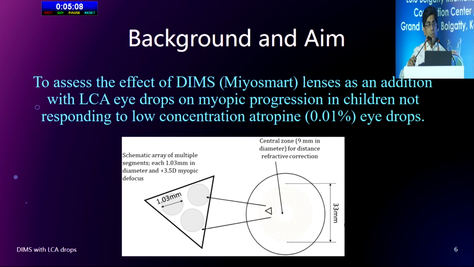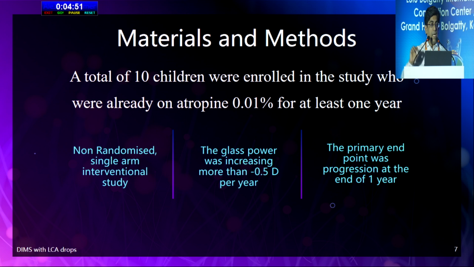With this background, we decided to assess the effect of DIMS or MiyoSmart lenses, or peripheral myopic defocus lenses, which cause a peripheral defocus, as an addition to the existing low concentration atropine eye drops on myopic progression in children who were not responding to low concentration atropine. Now, we had around 10 children who were already on atropine and were not responding to atropine for the last 1 year. It was a non-randomized single-arm interventional study, with glass power increasing more than 0.5 diopter per year.